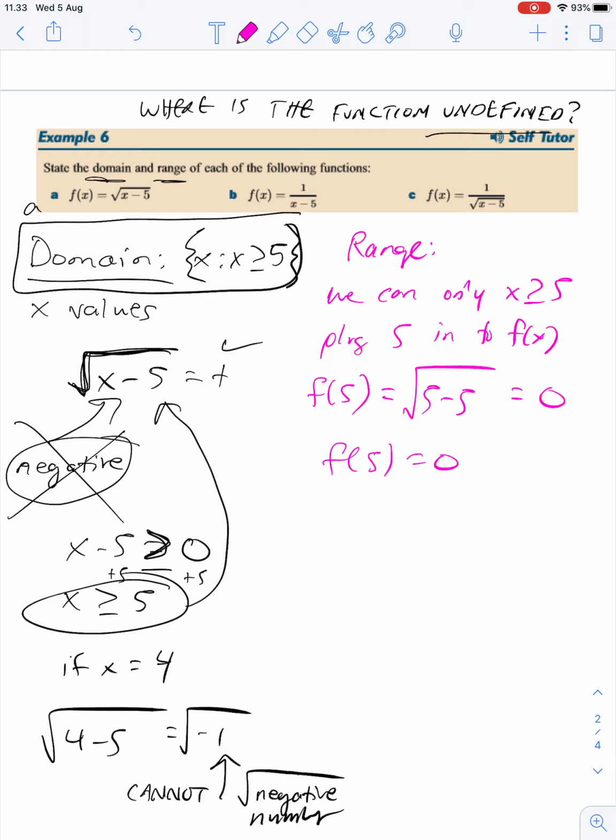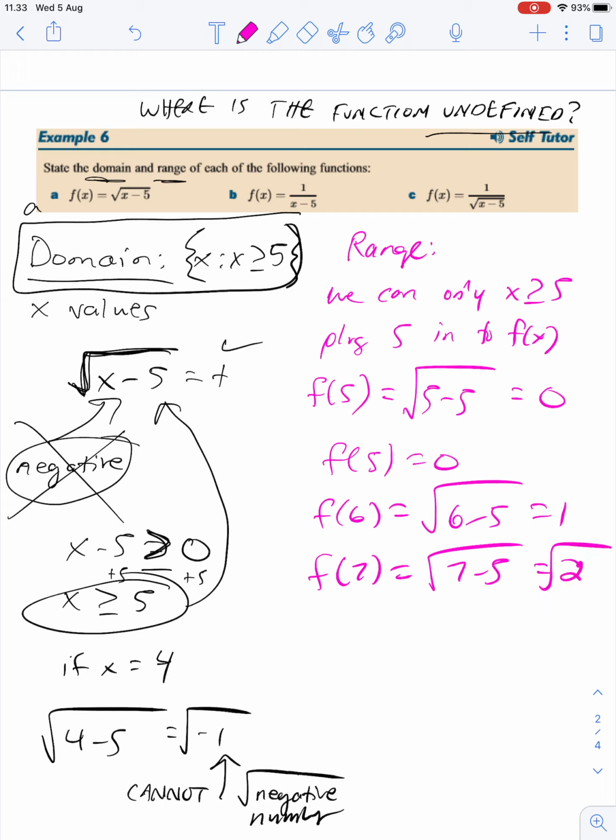Now, what does that tell me? Well, let me just plug in 6. What if I plug in 6? Well, 6 minus 5 is going to give me 1. If I plugged in f of 7, 7 minus 5 is going to give me square root of 2. You can see that's going to increase: 5, 6, 7. That means that 0 is going to be our lowest number, and from 0, we're going to go up.